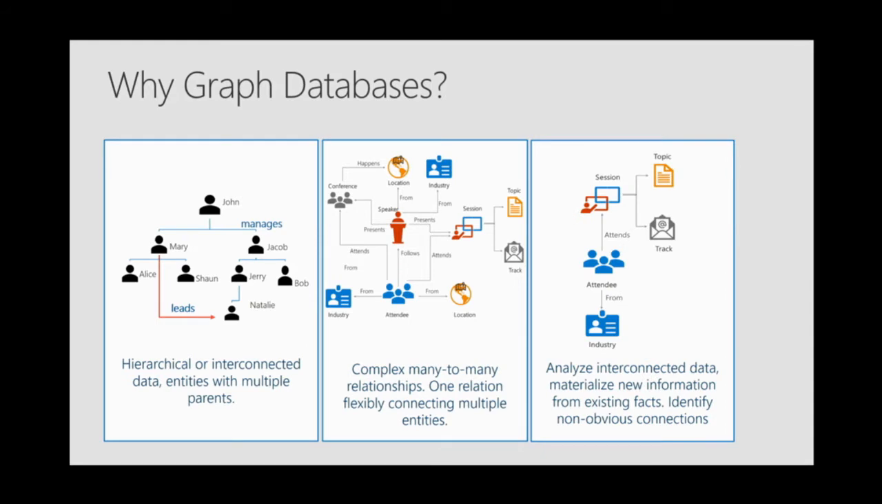So you can materialize new information from existing facts. You can identify non-obvious connections. So you may find out that there are a bunch of attendees that tend to go to the same track of sessions, but you can look at the different pieces of relationship we've got recorded here and maybe come up with some new insights in terms of what industries tend to be interested in what topics. Is there a relationship there? Can we find correlations? We do machine learning to find out those different inferences, what conferences different industries tend to attend, and we can then react to that.